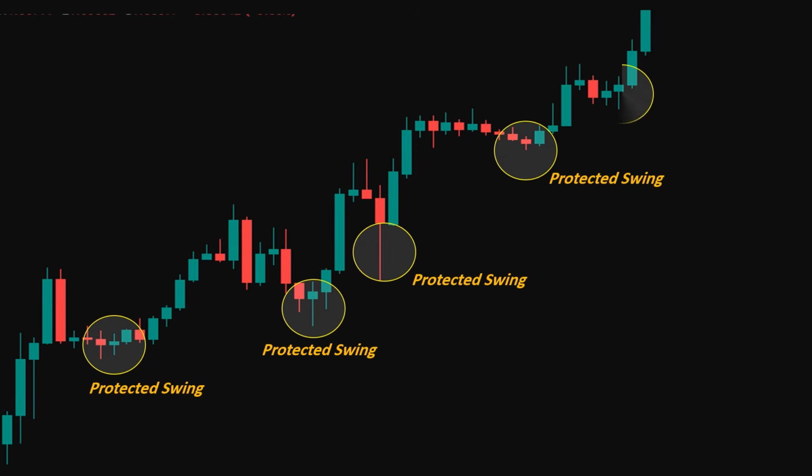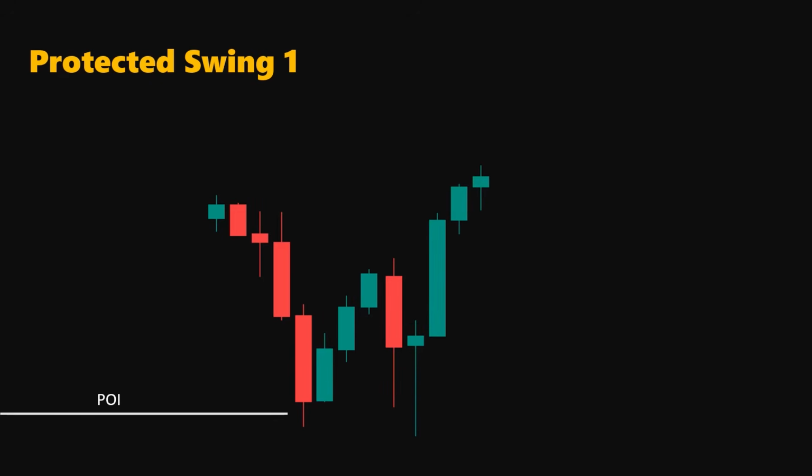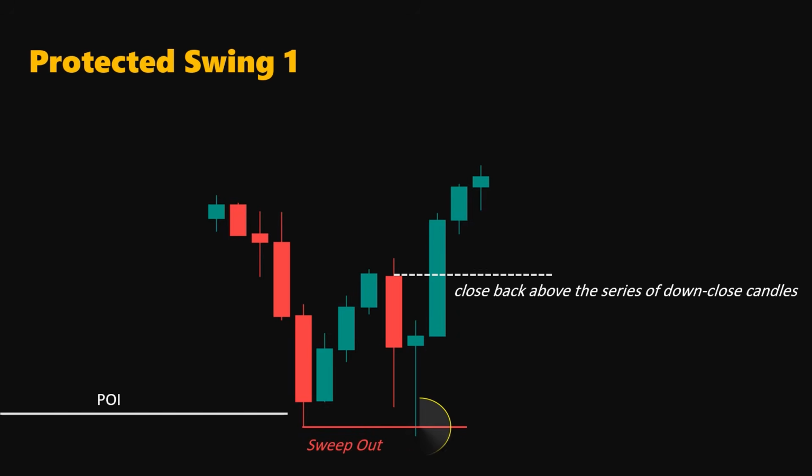Now, how do I actually define a protected high, low, or protected swing? Well, there are two types, and this is the first one. In a bullish scenario, I want to see a low or a short-term low get swept or taken out. And then I need to see price close back above the series of down close candles that created that low. That's when I can confirm it as a protected low.